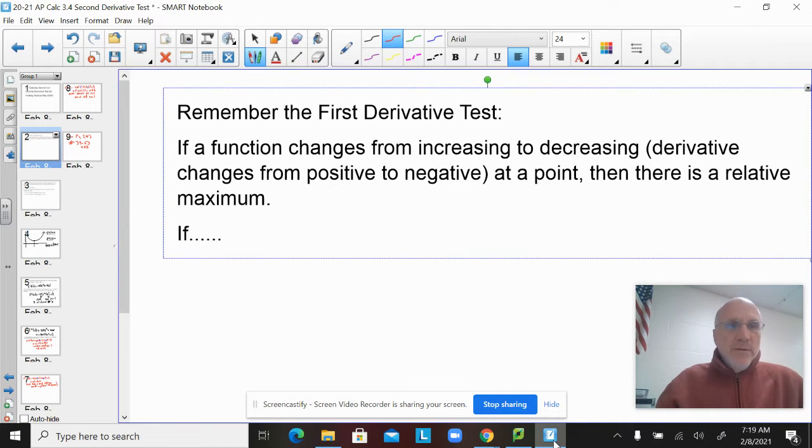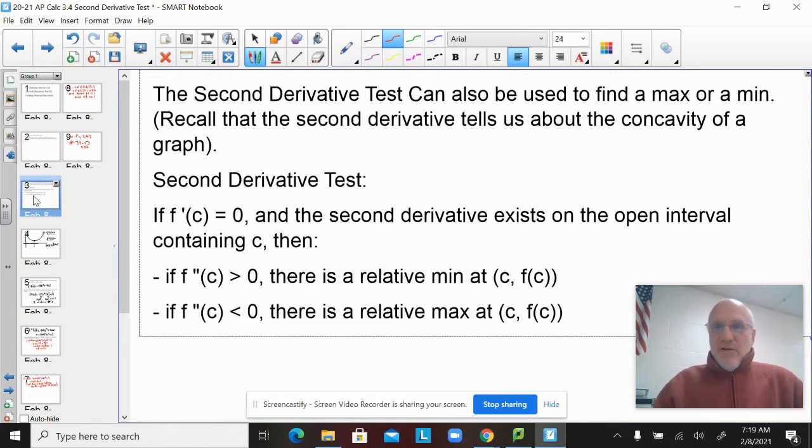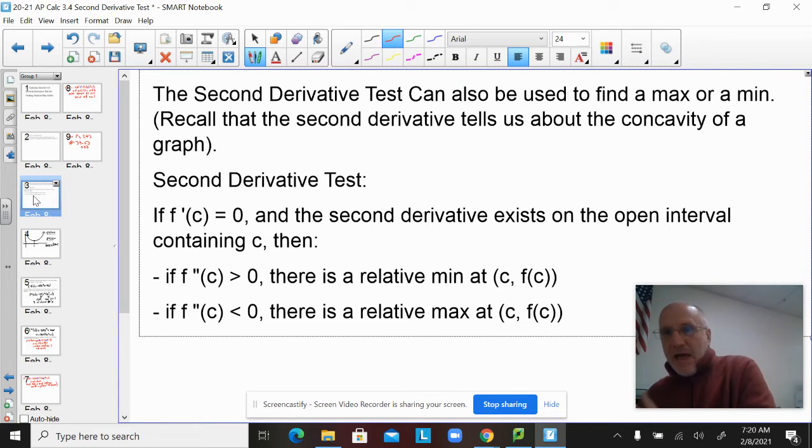Okay, so now we're talking about how I can use the second derivative to find maxes or mins. The second derivative test can also be used to find our max or mins. Recall that we've already used the second derivative by finding where it's 0 or undefined and making intervals, and that told us concave up and down intervals. But here's a second derivative test, and let's make sure we're reading this carefully.